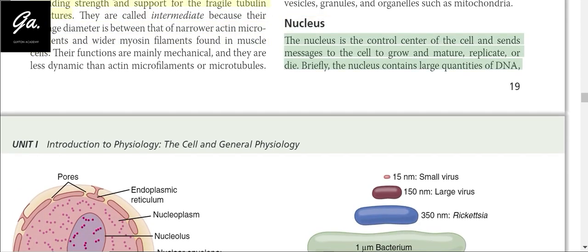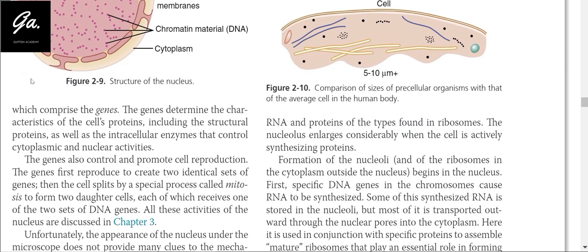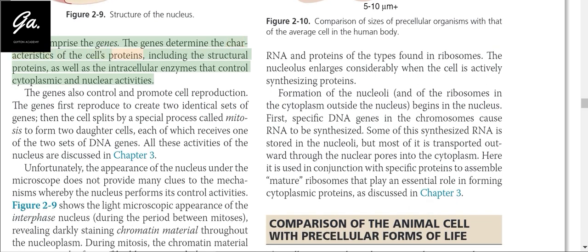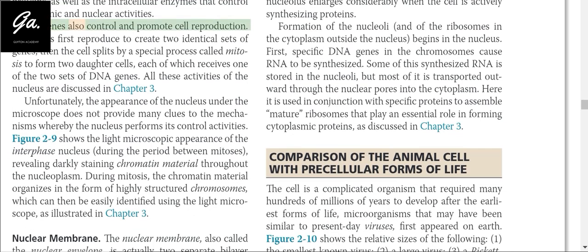Nucleus. The nucleus is the control center of the cell and sends messages to the cell to grow and mature, replicate, or die. Briefly, the nucleus contains large quantities of DNA, which comprise the genes. The genes determine the characteristics of the cell's proteins, including the structural proteins, as well as the intracellular enzymes that control cytoplasmic and nuclear activities. The genes also control and promote cell reproduction.